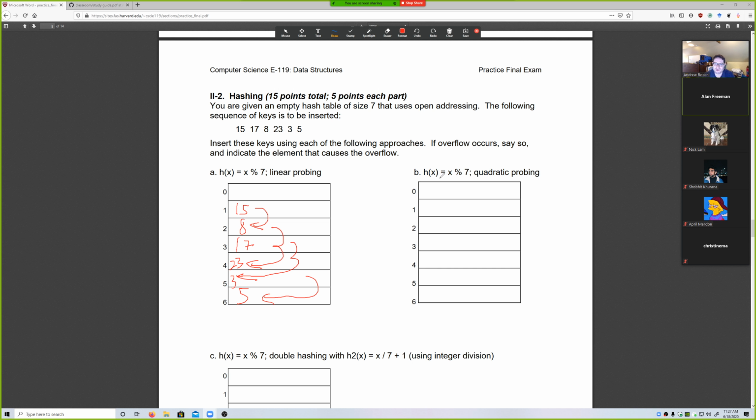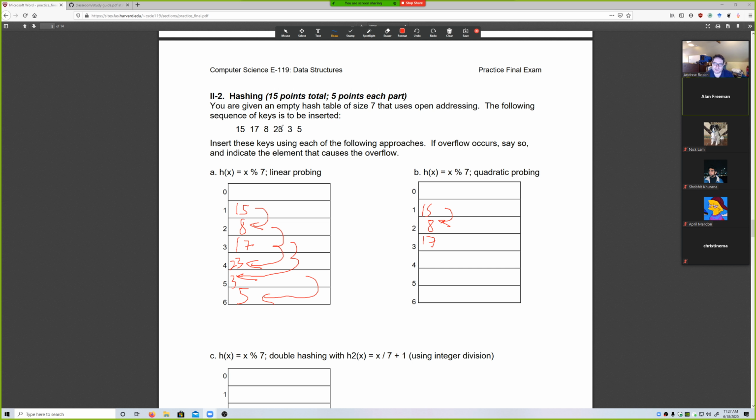Okay, what about quadratic probing? This was linear probing. Well, quadratic probing would start out the same. 15, 17, and then we'd try to put 8 in here. So there's a collision though. 8 mod 7 is 1. Try to put it here. So we look 1 squared away. We look at the space 1 squared away, which is over here.